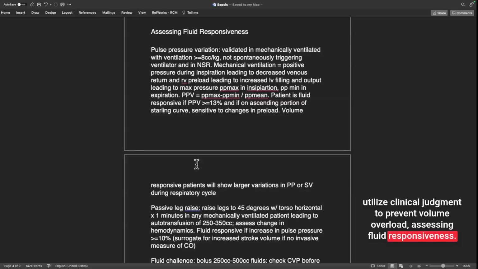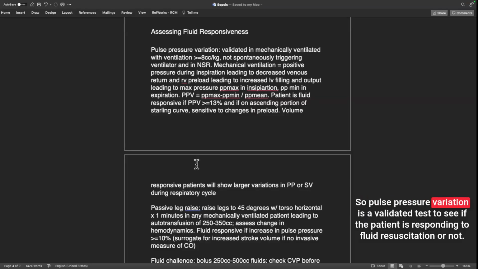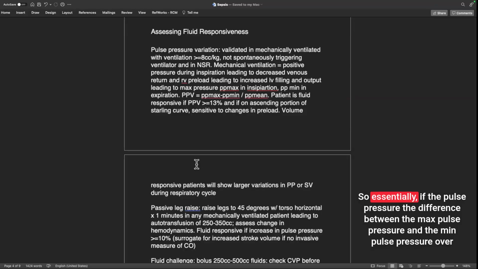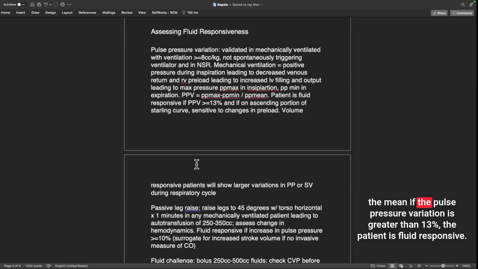Assessing fluid responsiveness. Pulse pressure variation is a validated test to see if the patient is responding to fluid resuscitation or not. Essentially, if the pulse pressure variation, the difference between the max pulse pressure and the min pulse pressure over the mean, is greater than 13%, the patient is fluid responsive.